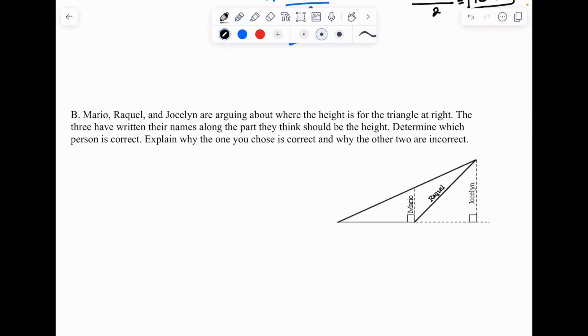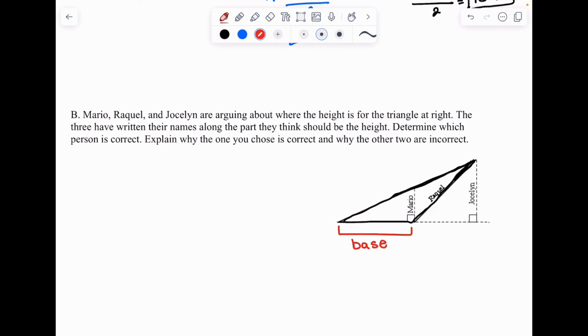So once again, focus on the part of the triangle that's solid, because it's the solid triangle that I'm trying to find the area of, and anything dashed is imaginary outside of the triangle. So let's determine who was correct for this height line. So let's say that this bottom side is the base of my triangle. We are looking for a line that goes from the top of the triangle to the base of the triangle, and that is perpendicular to the base.